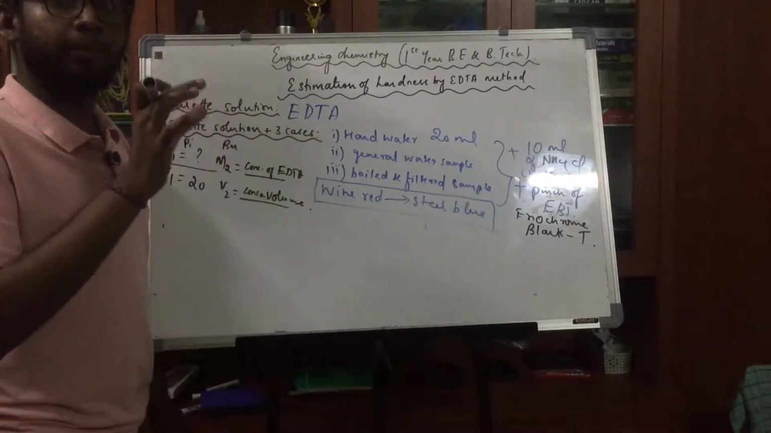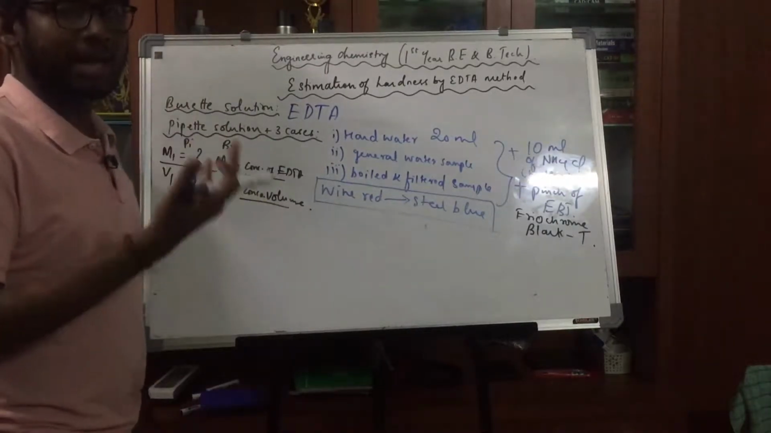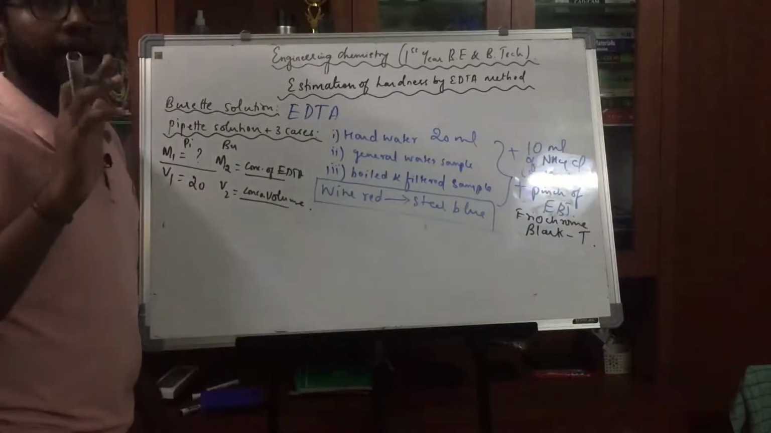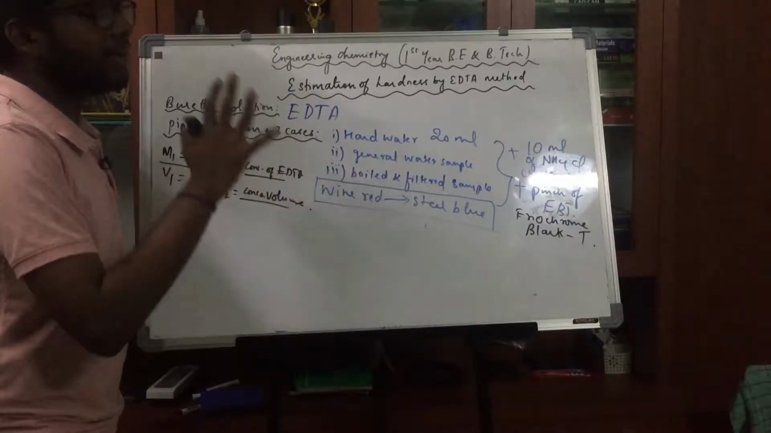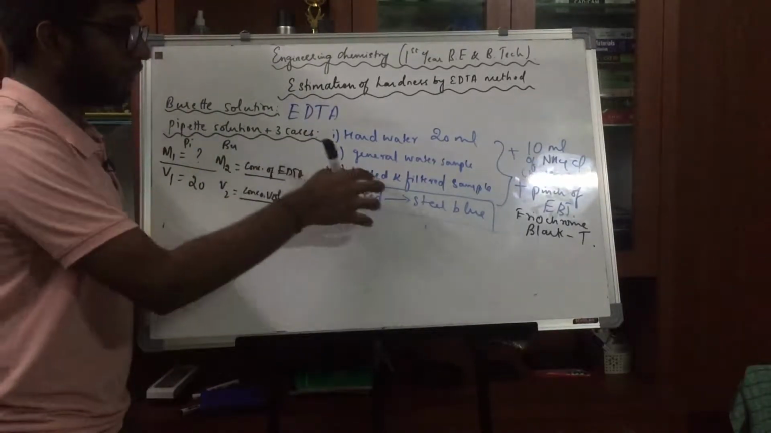So in the boiled and filtered sample, you actually take 20 ml after you pipette it out, and for this 20 ml you are supposed to find the concentration as you have done here.